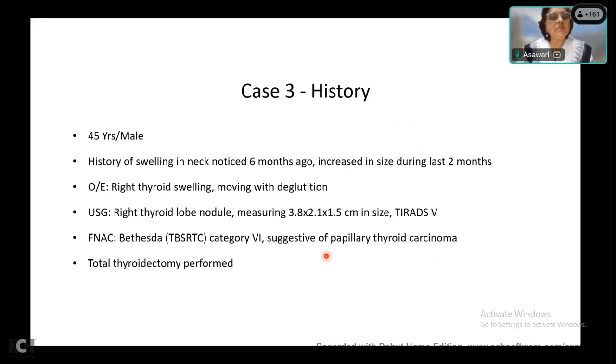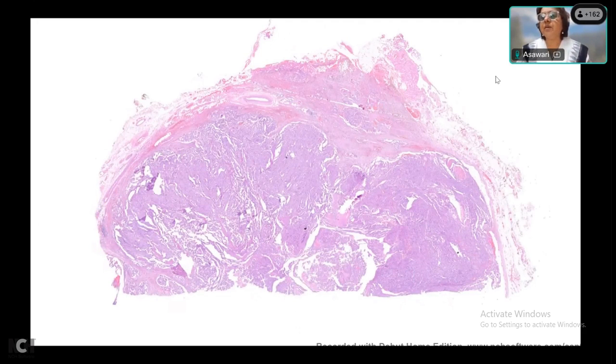So it's a 45-year-old male. There is a history of swelling in the neck noticed 6 months ago, increasing in size for the last 2 months, and it's a right thyroid swelling, which is 3.8 centimeter and TIRADS 5. Bethesda, you have a clear diagnosis of papillary thyroid carcinoma, and total thyroidectomy was performed. You must be thinking why I'm giving you this case, but I have some reasons, and let's go with this case. Who wants to take it now?